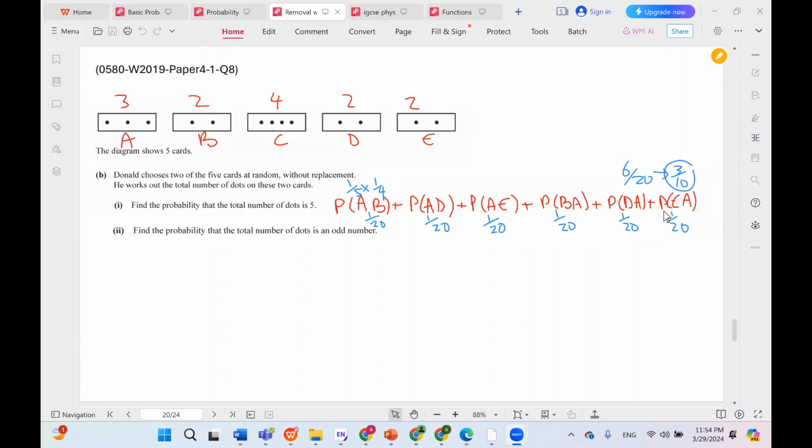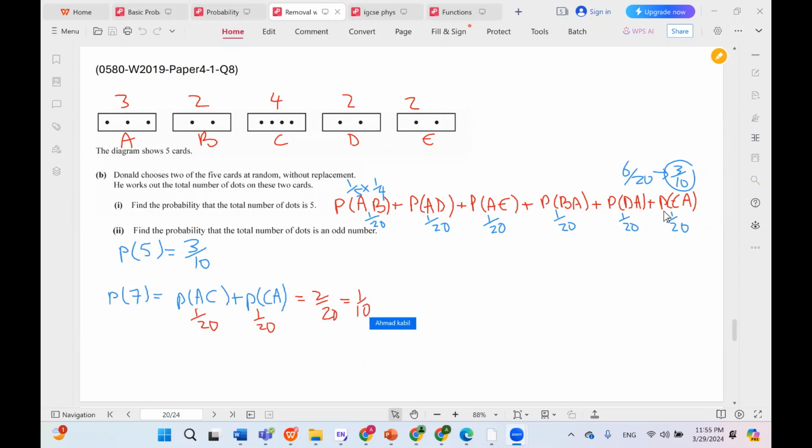So we already got the probability that he gets a total of 5. We already got that in I. This is 3 over 10. The only other option is to get a total of 7. And to get a total of 7, he can either pick A followed by C, or C followed by A. And again, each of these is 1 over 20. So the probability here is going to be 2 over 20, which is equal to 1 over 10.